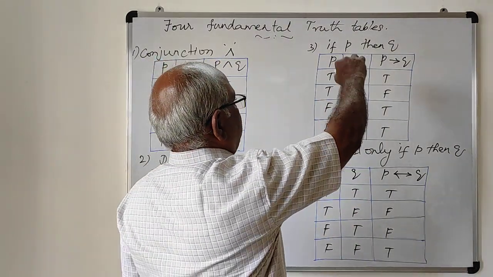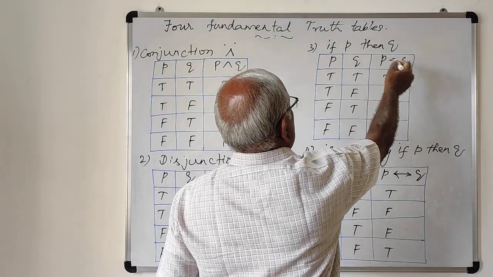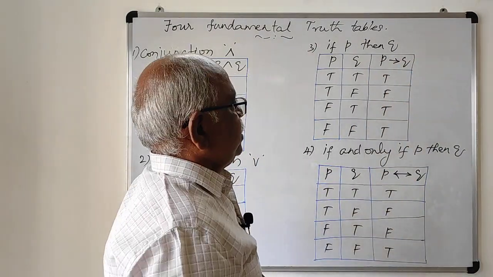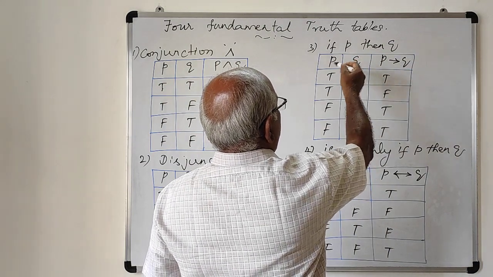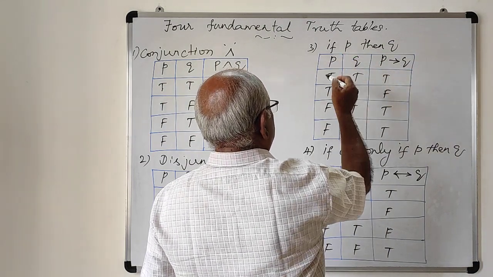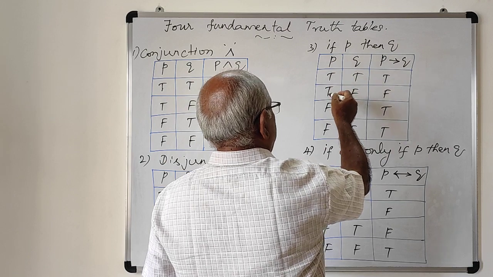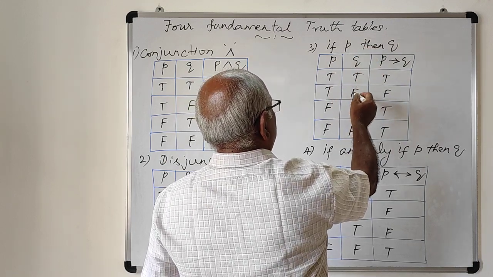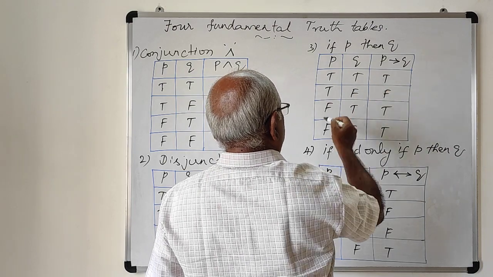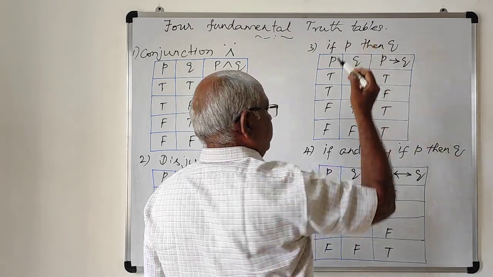Next, if P then Q. If P then Q is a single condition statement. P and Q are two different statements. If the truth value of the first statement P is T and the truth value of the second statement Q is F, T to F is only F. Otherwise, all the remaining three are truth value T.